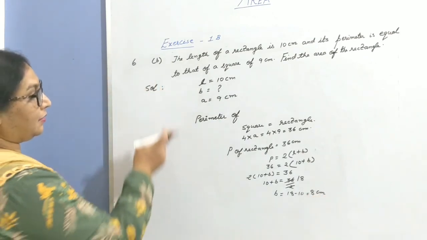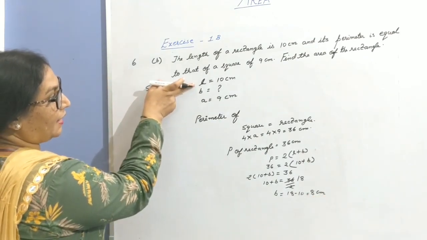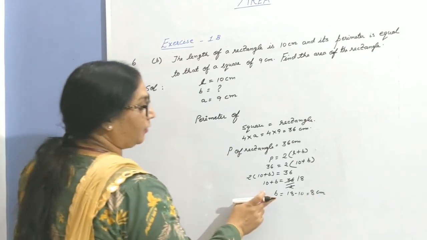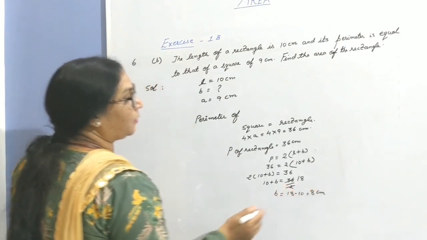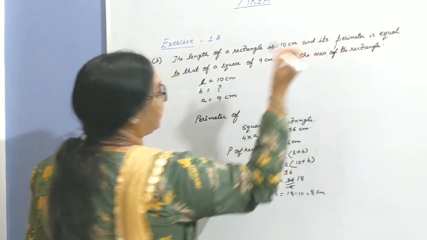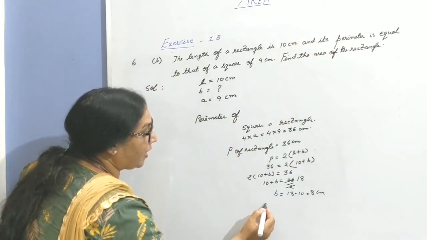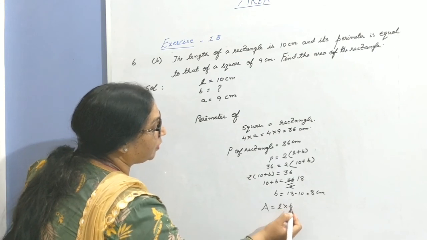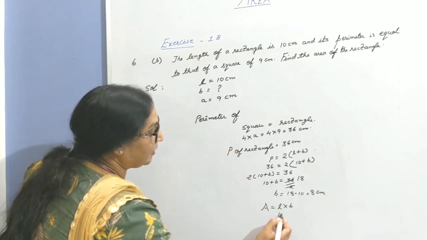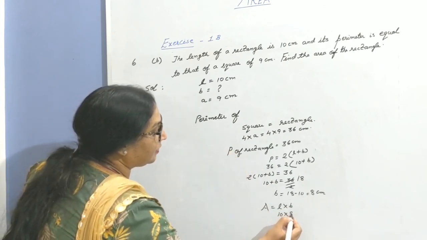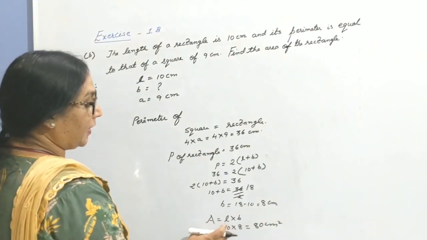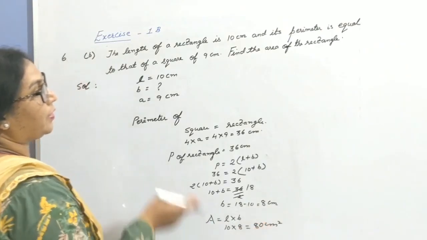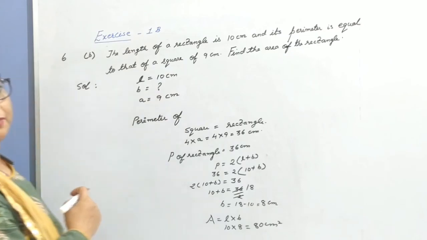So what is the length of the rectangle? 10 centimeter and breadth calculated is 8 centimeter. Question is to find the area of the rectangle. Area of rectangle equals to length into breadth. Put the value. L is 10 centimeter and breadth is 8 centimeter. Hence 10 into 8, 80 centimeter square is the area of the rectangle.